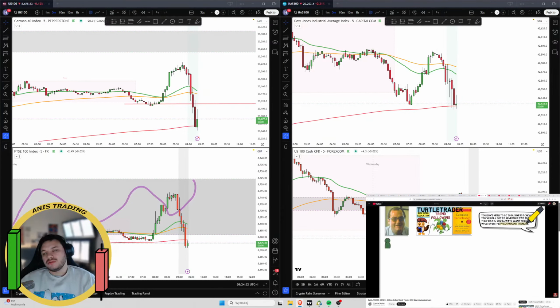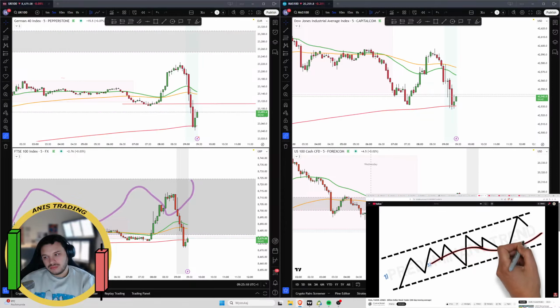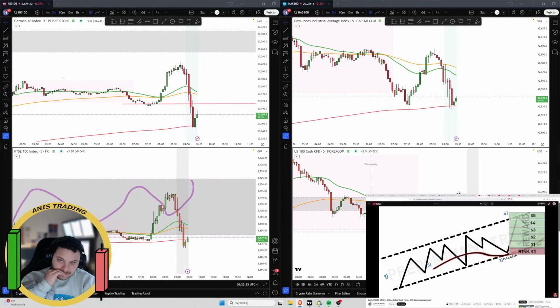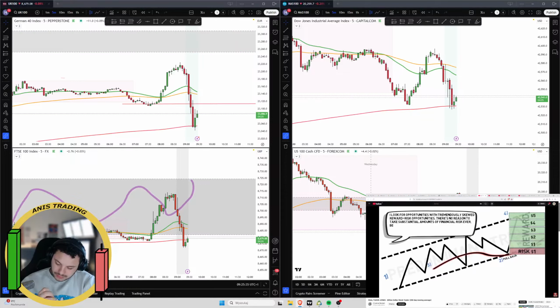At this stage, we can put all the pieces of Jones' philosophy together. We have the overall predominant trend, a pullback within the trend, price above the 200-day moving average, and this could be price crossing above or remaining above the moving average line. And again, his risk-reward approach, to which Jones says, "I look for opportunities with tremendously skewed reward-risk opportunities. There's no reason to take substantial amounts of financial risk ever, because you should always be able to find something where you can skew the reward-risk relationship in your favour."